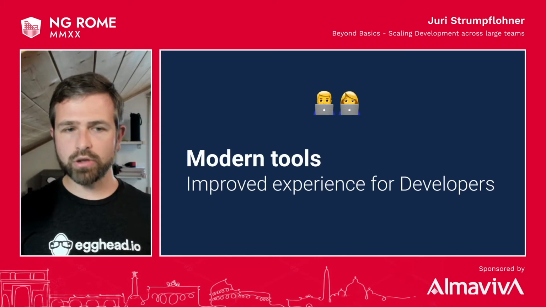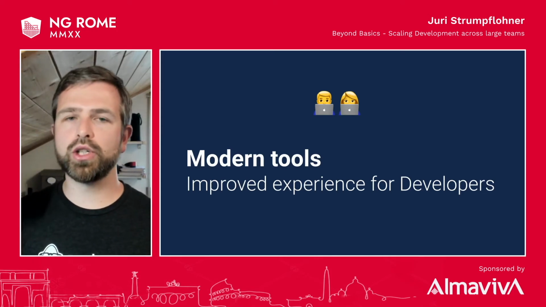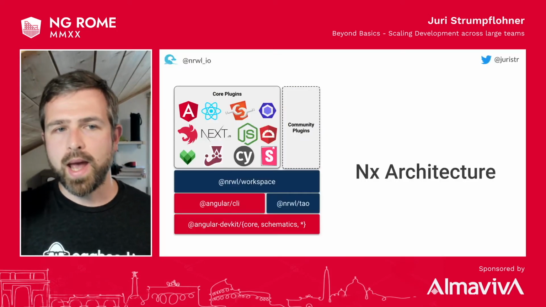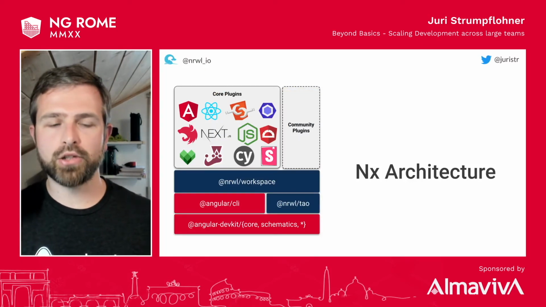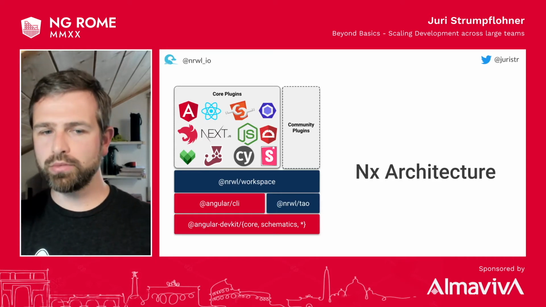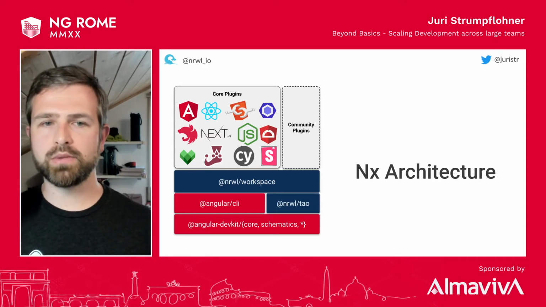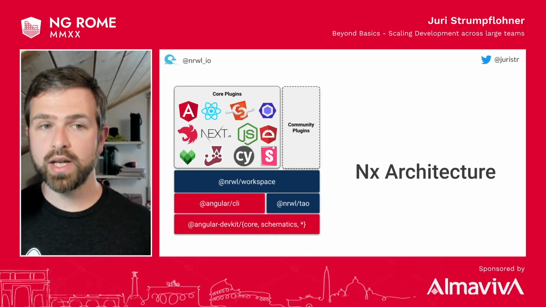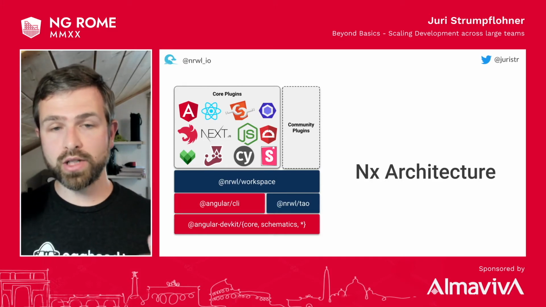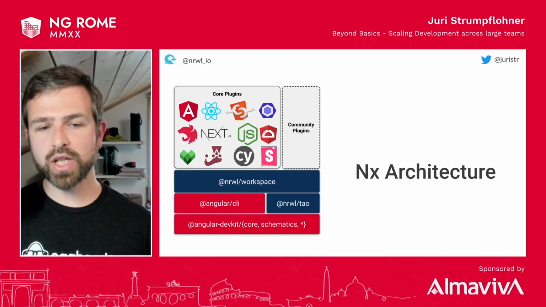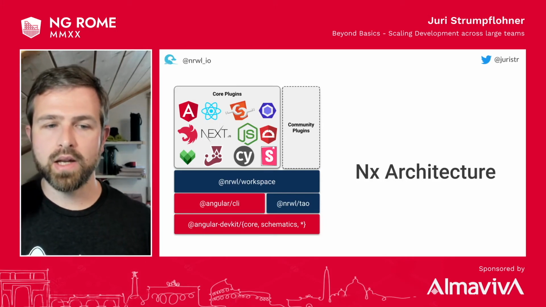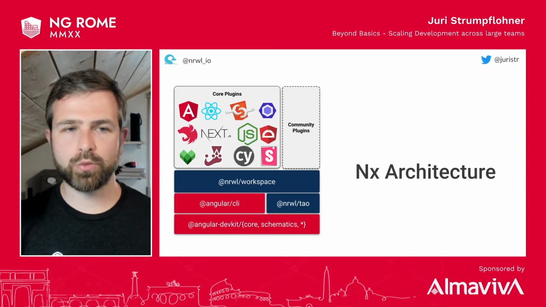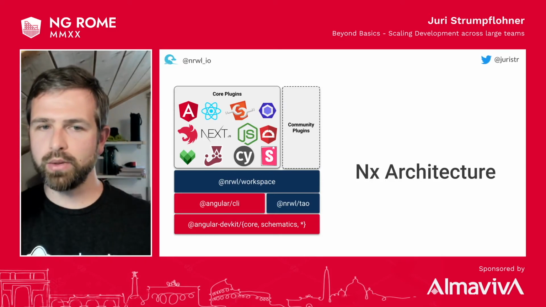So the second part is about modern tools, and this usually goes with improved developer experience. Just as a reference, the NX architecture is mostly like the picture here. You have the dev kit at the very bottom, which provides the whole mechanism for running those schematics, those automations. Then there's the Angular CLI on top, or the novel Tau CLI, which is kind of an equivalent to run commands against those basic schematics. And then there's the NX workspace on top of that, which provides the whole parts about the dependency tree, the dependency graph, which we have seen, and those kinds of automations.